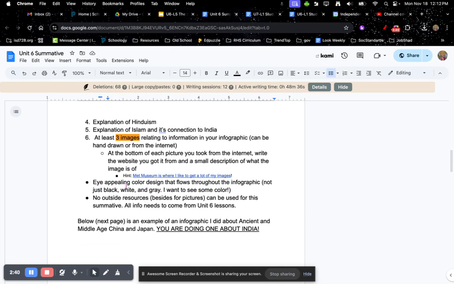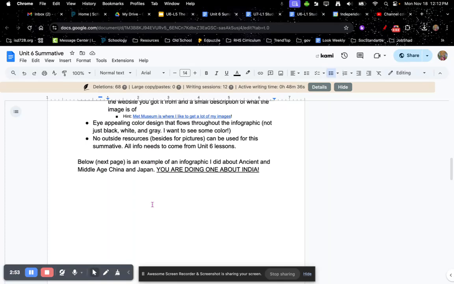Make sure you also have eye-appealing color design that flows throughout the infographic, so not just black, white, and gray. I want to see some color. And no outside resources besides pictures can be used for the summative. All info needs to come from the Unit 6 lessons.